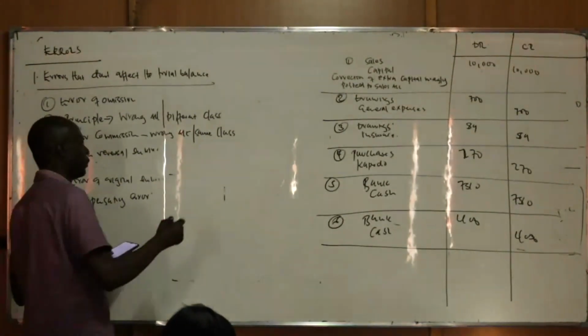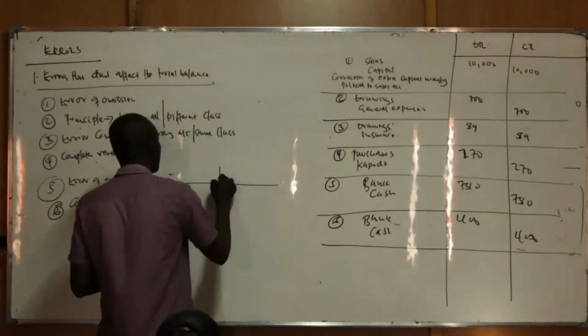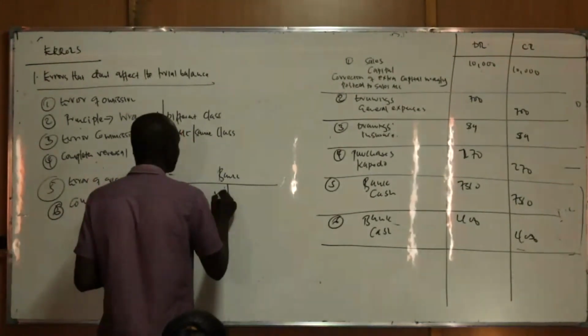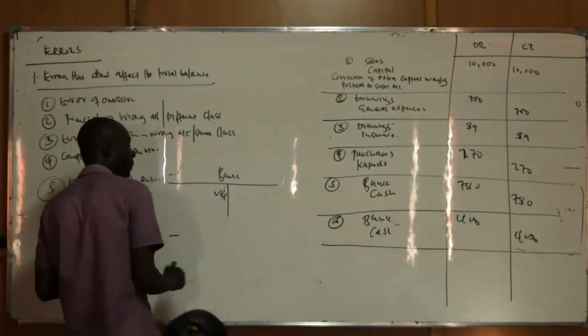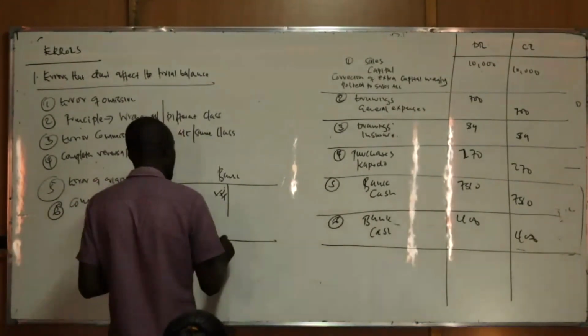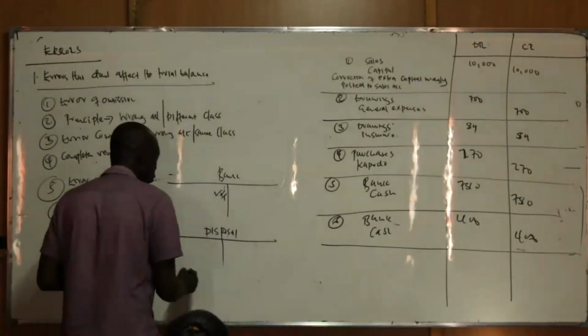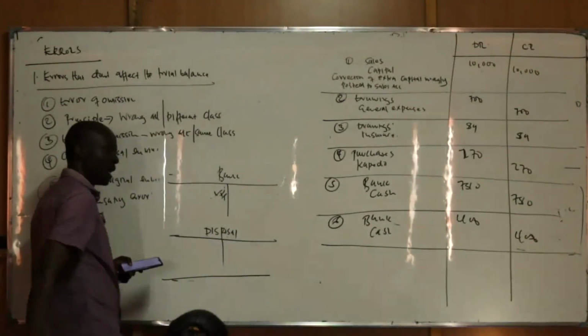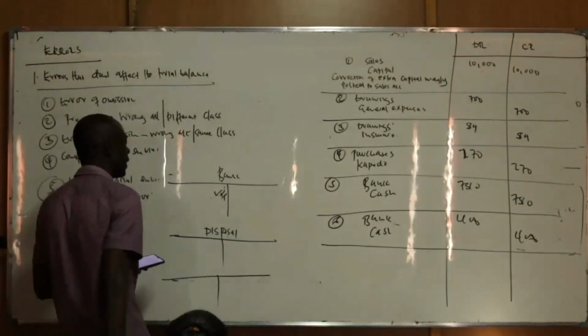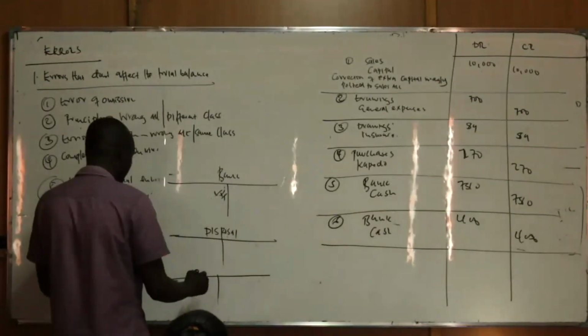sale, you're supposed to debit your bank account. It is the bank that is receiving. So you're supposed to debit bank because the bank is the one that is receiving, and then you credit disposal account. So the problem was they correctly debited the bank, but instead of now crediting disposal, they credited what?